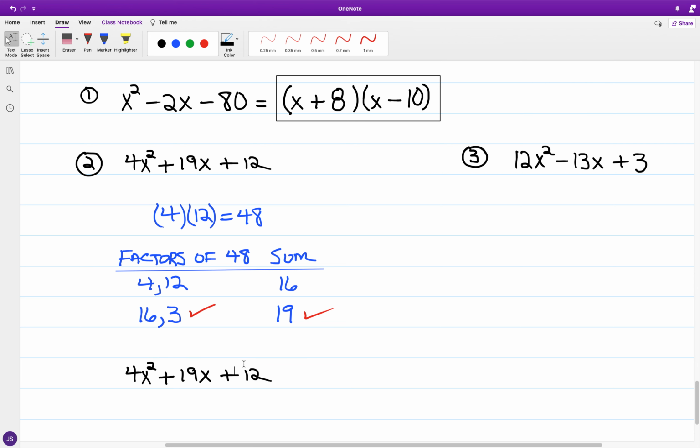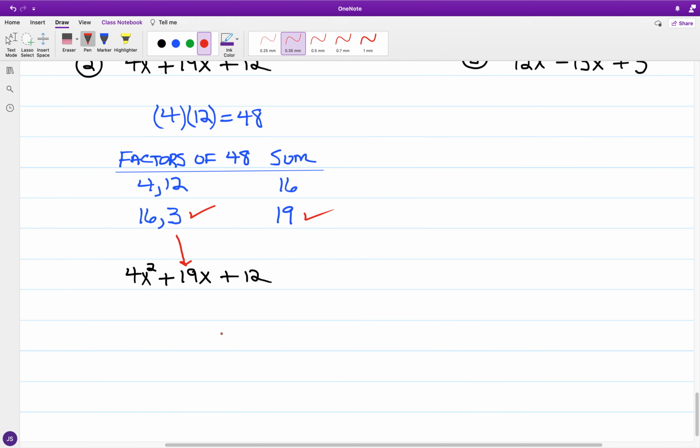And so for initiating the process, factoring by grouping, the 16 and the 3 will form x terms upon splitting the 19x. So for 4x squared plus 19x plus 12, we will have 4x squared plus 16x plus 3x plus 12.